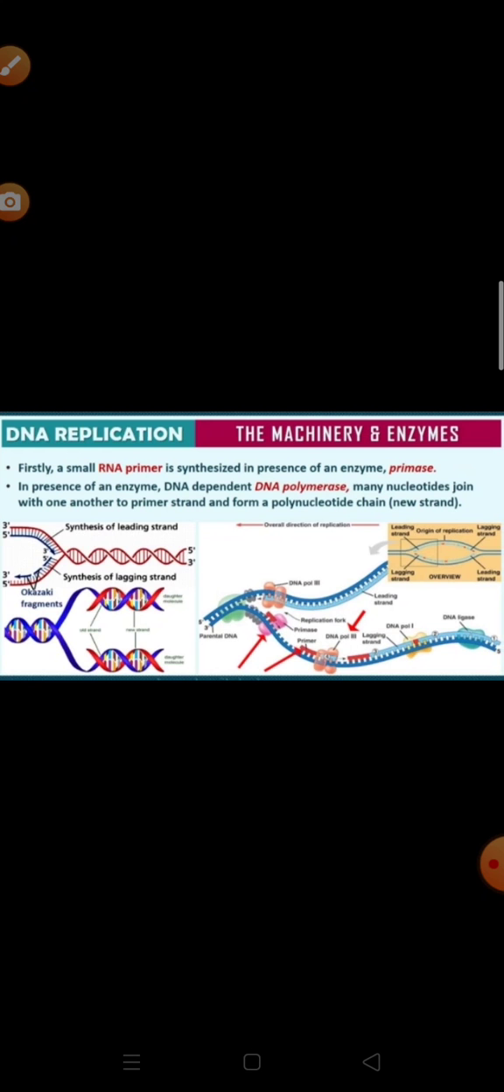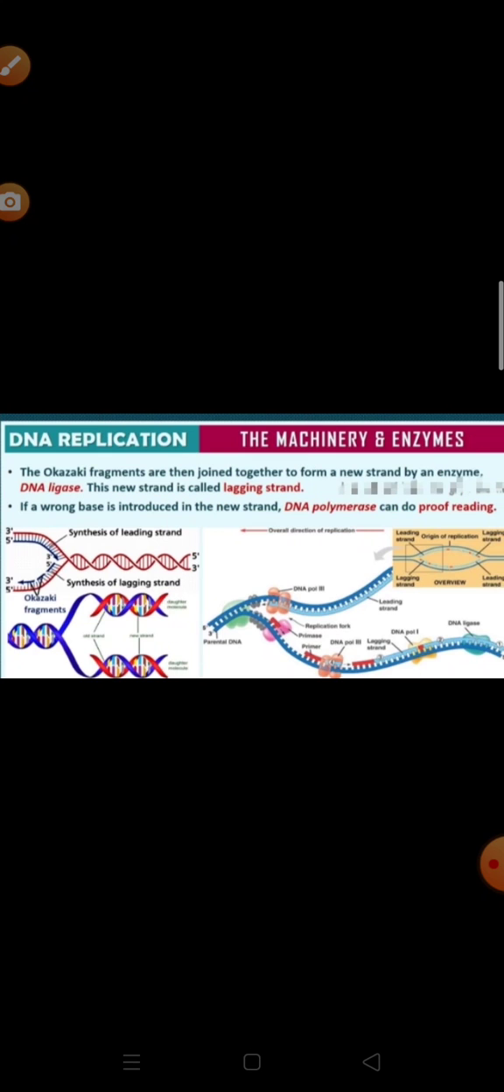Unwinding of the double-stranded DNA forms a Y-shaped structure in the DNA duplex, and this is known as the replication fork. During replication, one strand is formed as a continuous stretch in the 5' to 3' direction, which is known as continuous synthesis, and this is the leading strand of DNA. The other strand is formed as small stretches known as Okazaki fragments in the 5' to 3' direction. The Okazaki fragments are joined together to form a new strand by an enzyme known as DNA ligase, and this strand is called the lagging strand.